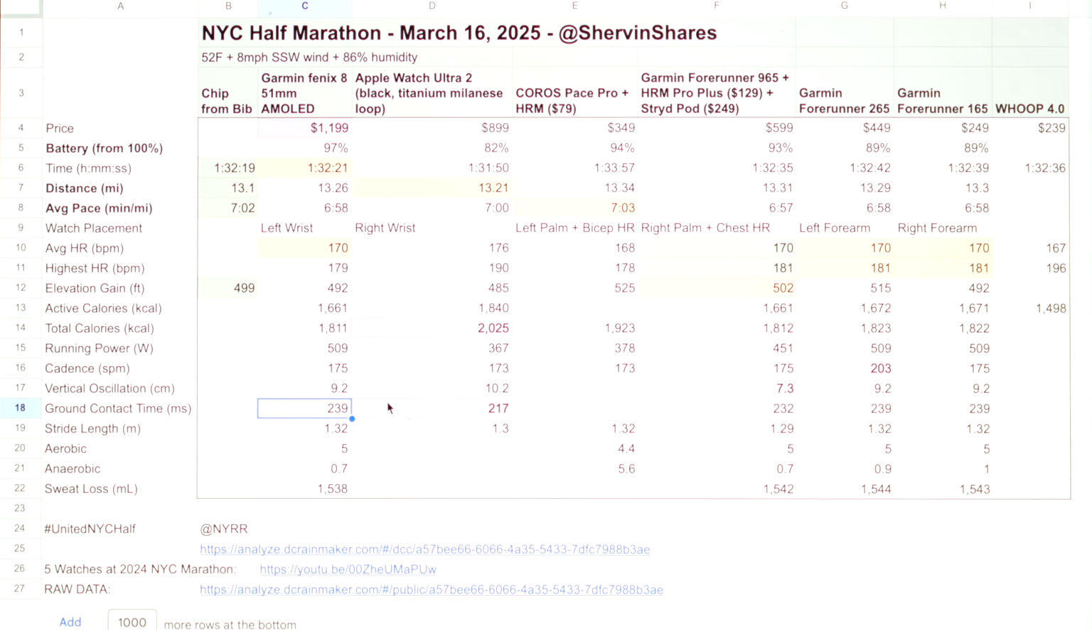Ground contact time, everyone relatively close, except the Apple Watch Ultra 2 at 217. Stride length, everyone was pretty spot on, very similar. And then aerobic, anaerobic. And lastly, sweat loss from the Garmins, around 1500 milliliters of sweat loss.